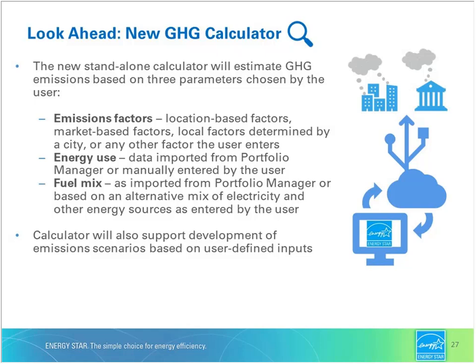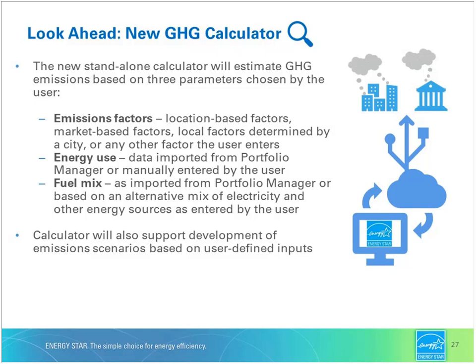It'll allow you to account for any anticipated efficiency improvements. It will allow you to account for any anticipated use of off-site or on-site green power. And finally, it will allow you to see the impact of what a lower grid emissions factor would mean.